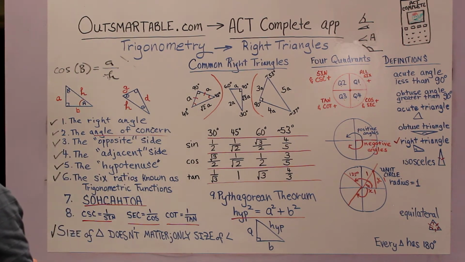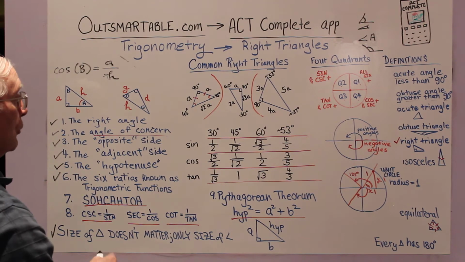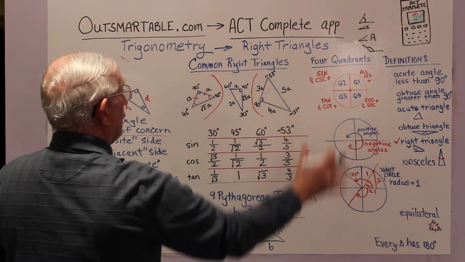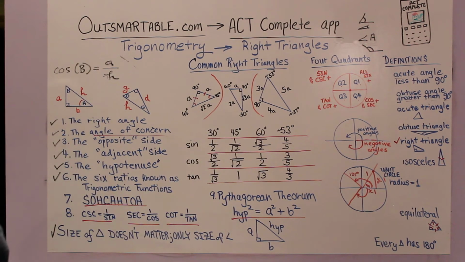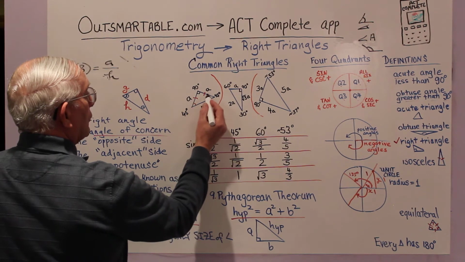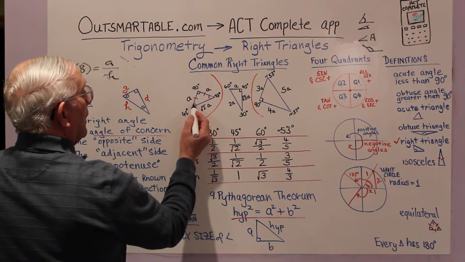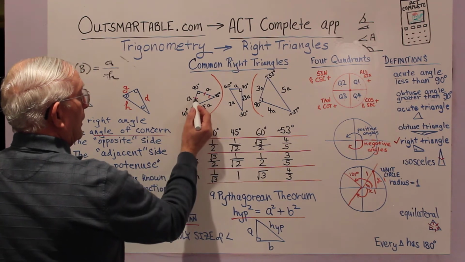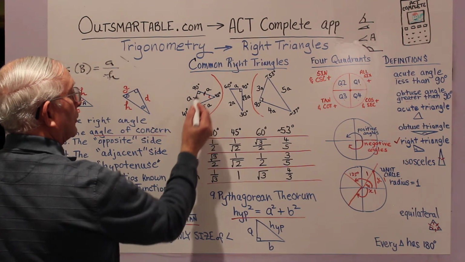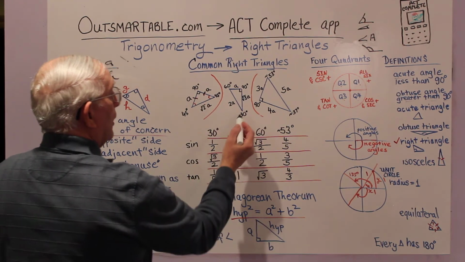You need to memorize some of these special triangles. You'll find them on the ACT test. Every ACT test kind of uses these particular right triangles. One is an isosceles triangle where you have a right triangle and two 45-degree angles, and the lengths of the two sides forming the 90-degree angle have equal length.